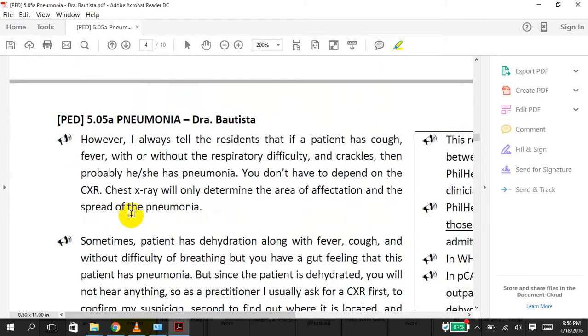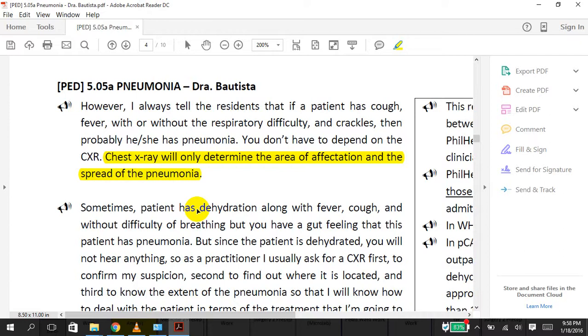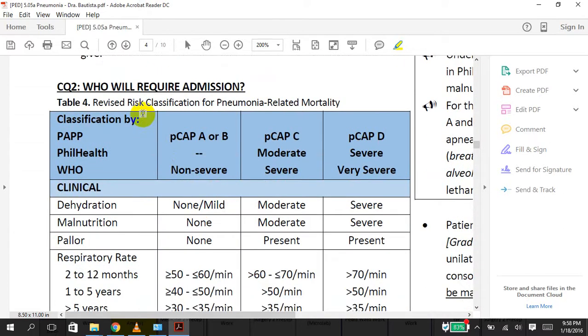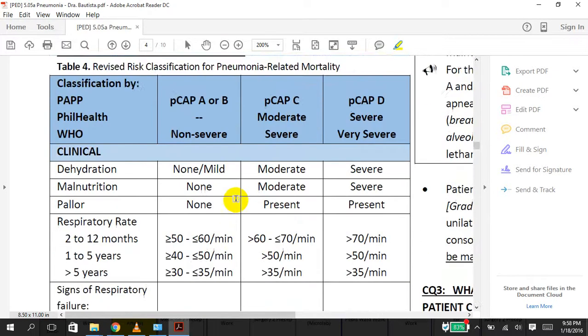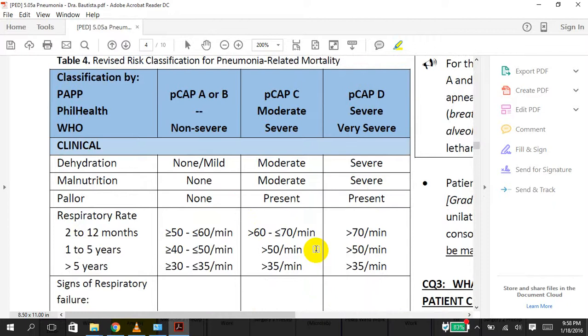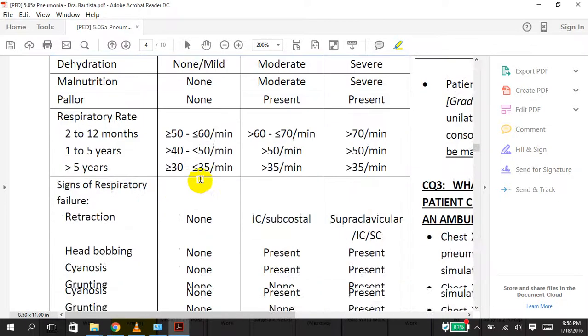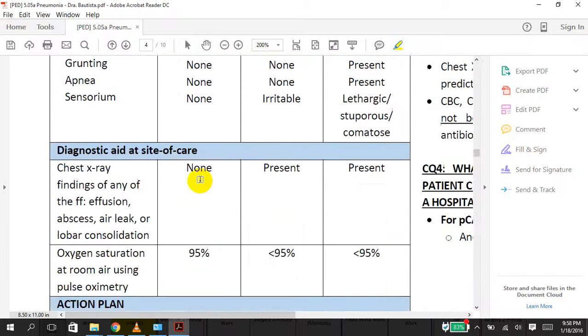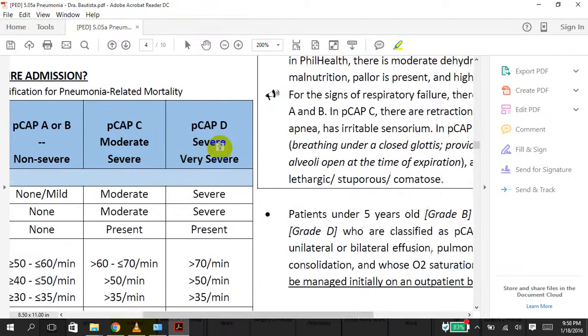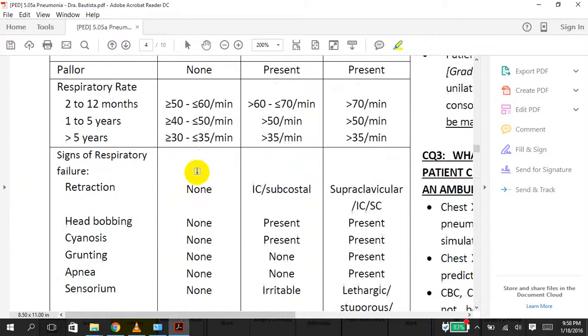So chest x-ray will determine the area of the affectation and the spread of the pneumonia. So this is a revised risk classification for pneumonia-related mortality. It's actually just a guideline. If you're from a different part of the world, then usually you will have your own guidelines. So this is a guideline that is given to my country, the Philippines, and it's actually the latest one.